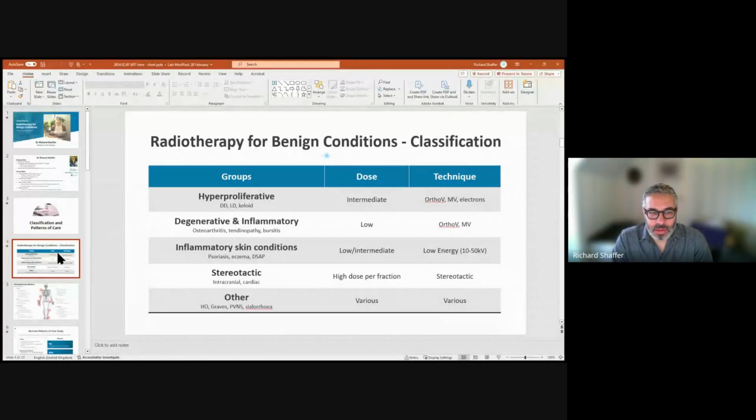Radiotherapy for benign conditions. So it was introduced as for benign tumors, but actually there's plenty of things that are not tumors.